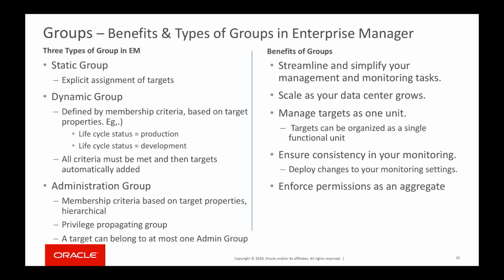Admin group in general is designed for a specific purpose. It aims to automate the deployment and maintenance of the monitoring settings. Dynamic group, on the other hand, is more generic. It can be used for any purpose or any operation. And compared to the static group, dynamic group is mostly beneficial for a larger group of targets in a dynamic environment where you see many targets added or dropped frequently.